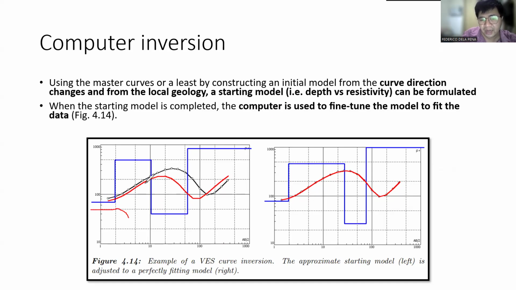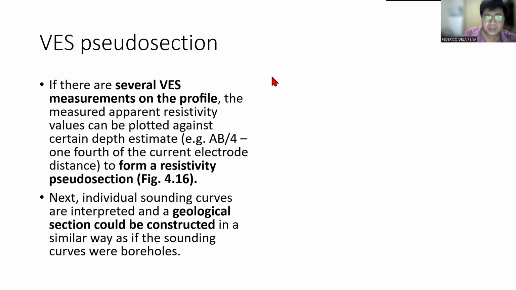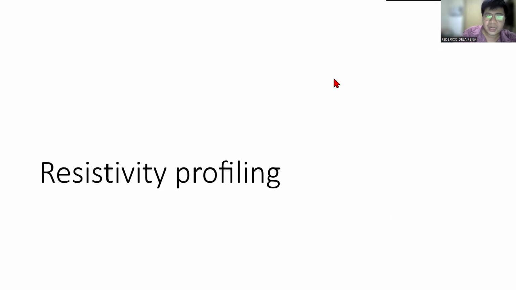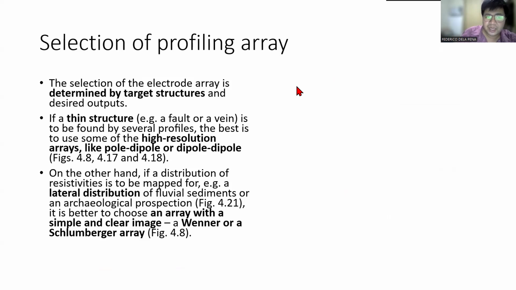We can verify if this is mathematically correct by generating another set of apparent resistivity from the model and comparing it with the measured apparent resistivity. If the two apparent resistivities match, we can say that the model is mathematically accurate, but not necessarily geologically accurate. Okay, so I'm going to stop here and just continue the discussion in the exercise, probably in the next session.